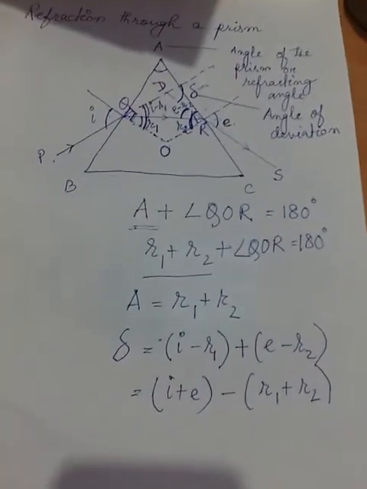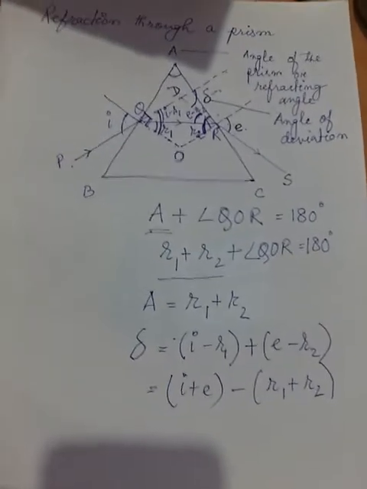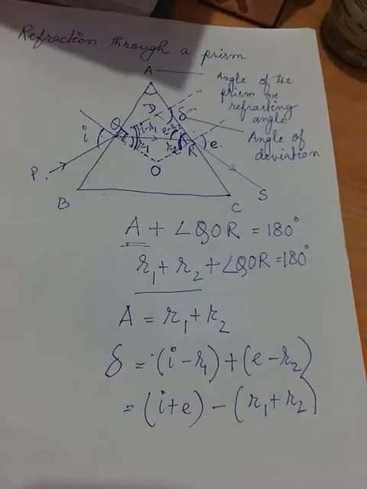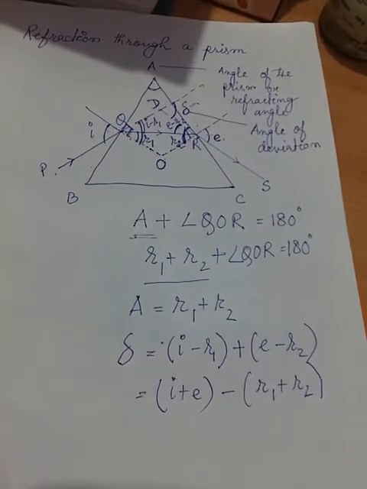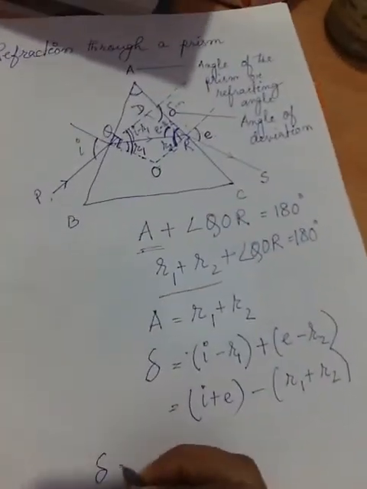So we have two conditions now. One is A equals R1 plus R2, and another one is delta equals I plus E minus R1 plus R2. Okay, so now we take a special case when delta equals delta M.